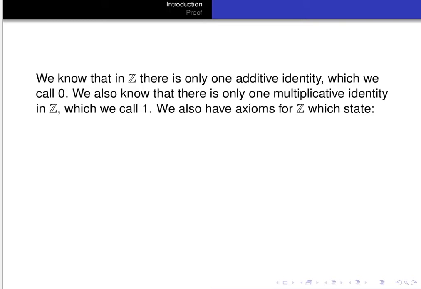We had axioms which stated that there is an additive identity in Z, and there is a multiplicative identity in Z. And then we proved that they're unique, that the additive identity is unique in Z and the multiplicative identity is unique in Z. Besides the existence axioms for those identities, we also have other axioms which govern the behavior of the additive identity and multiplicative identity. A couple of those axioms are here.